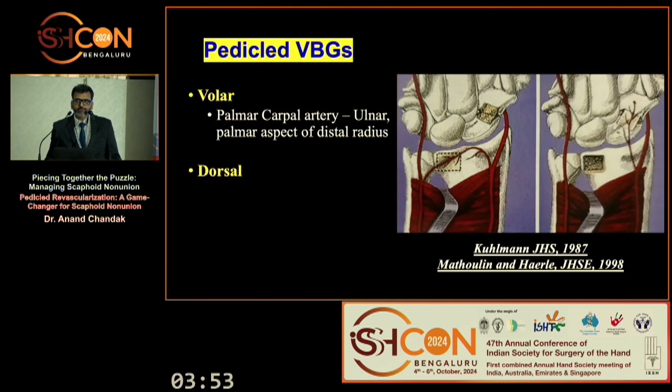Again, the pedicle grafts are either the volar sided ones or the dorsal sided ones. The volar sided ones, the common one is the palmar carpal artery based graft, and this graft is harvested from the volar ulnar corner of the distal radius. The advantage of this is that it has a good robust pedicle and can be easily flipped over to fill up the site from the volar side.